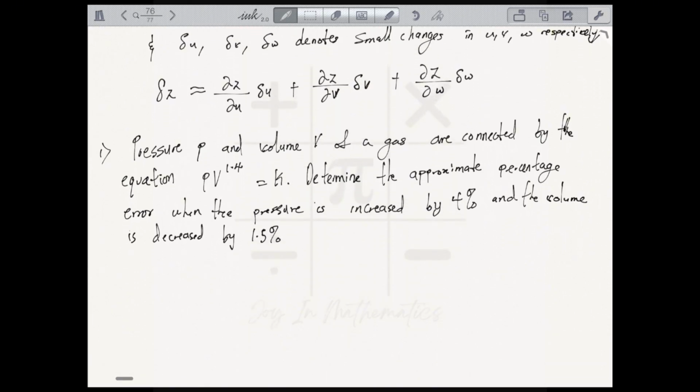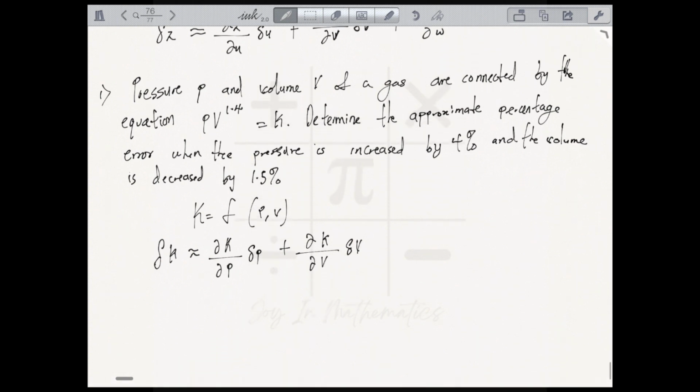Now, we are dealing with K here. So we can say that K is a function of P and V. Therefore, the small change in K is approximately the partial differentiation of K with respect to P multiplied by the small change in P, plus the partial differentiation of K with respect to V multiplied by the small change in V.